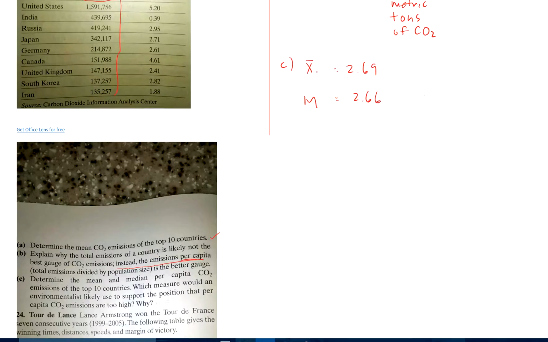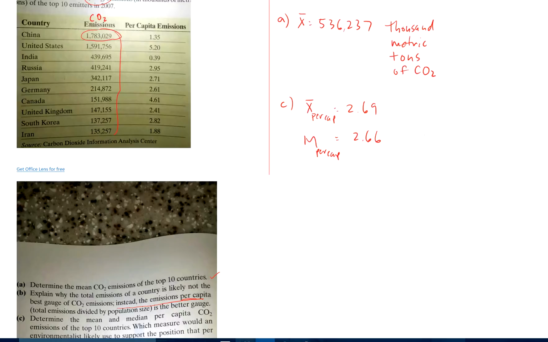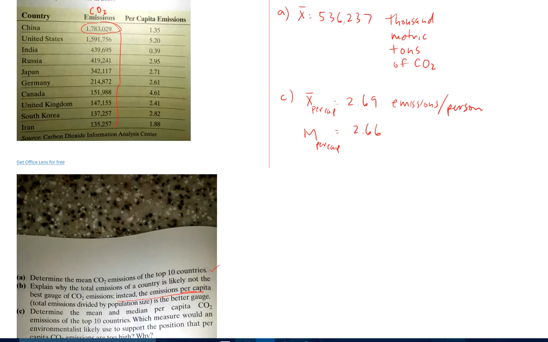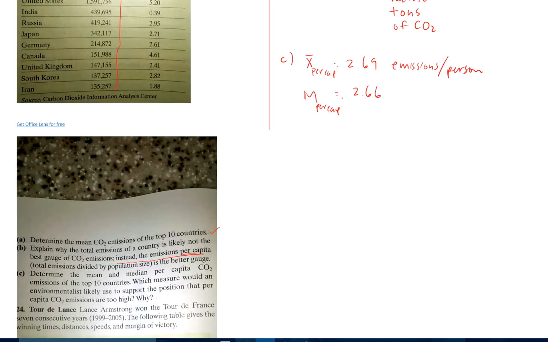Now this is the per capita, distinguishing it from the first calculation. This is thousands, or let's do emissions per person. Okay. All right. So now we got the mean and median per person from our list here.